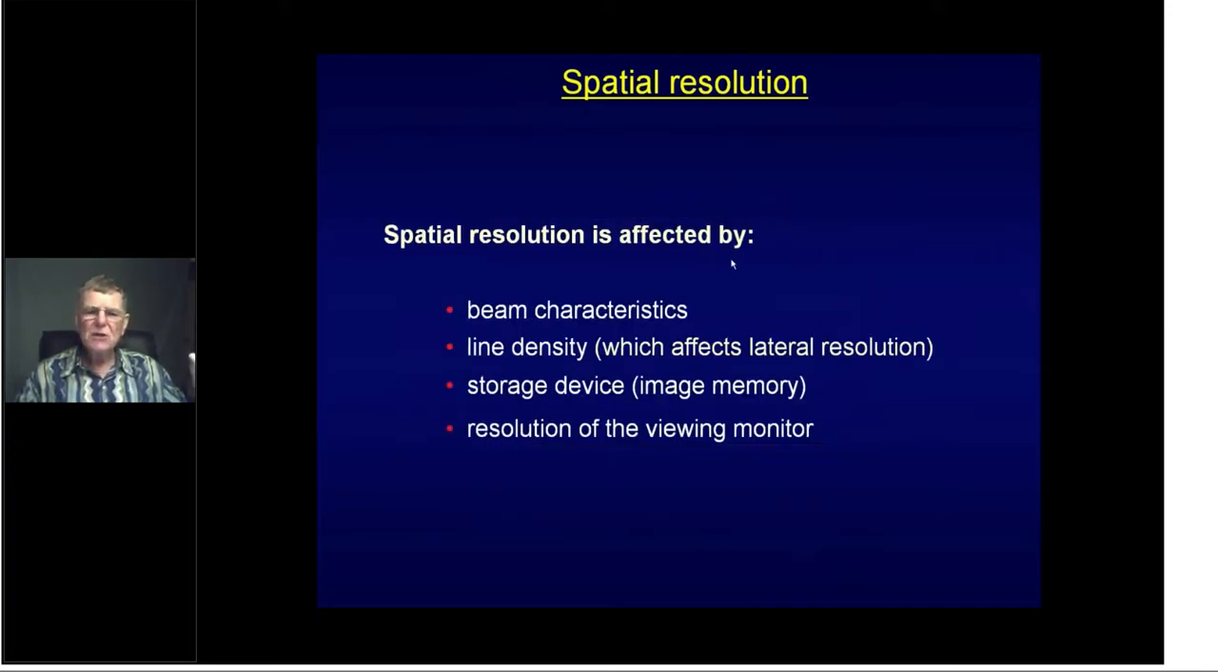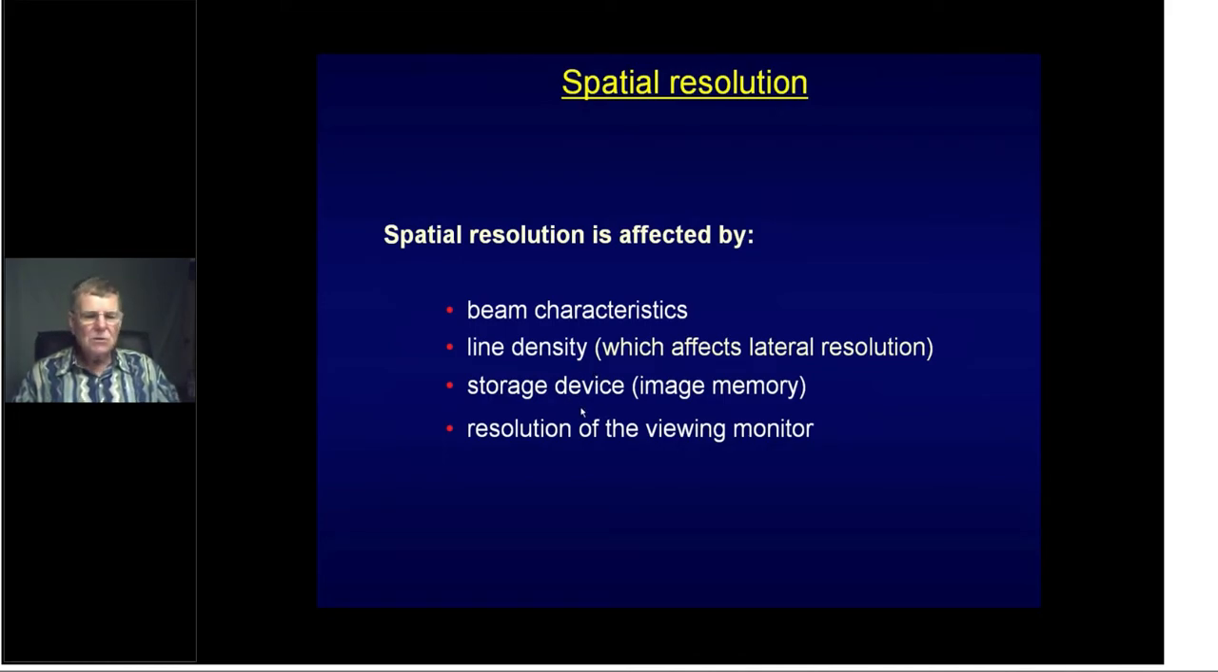Now, spatial resolution can be affected by a number of different things within your ultrasound. It will be affected by the beam itself, the characteristics of the beam, the width of the beam, the frequency of the beam, that type of thing. And in fact, that's the one that I will probably be talking about the most here. But lateral resolution also depends on line density, how close the beam parts are together, and we'll mention that.